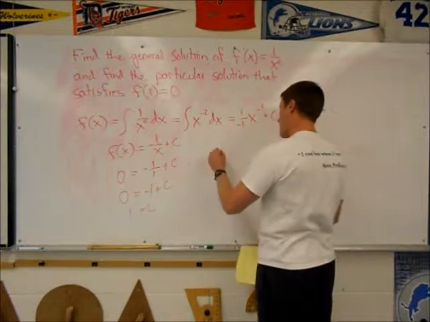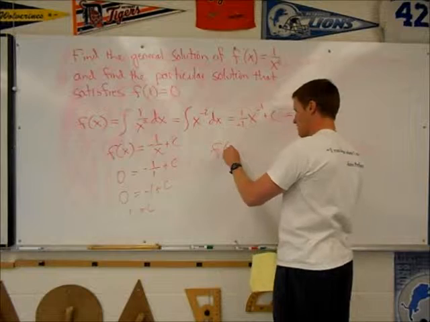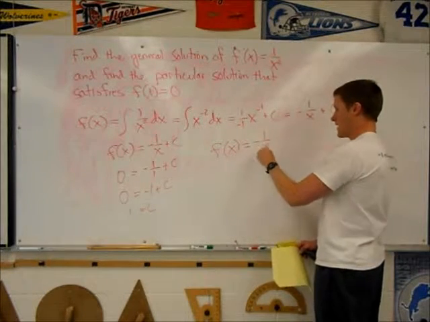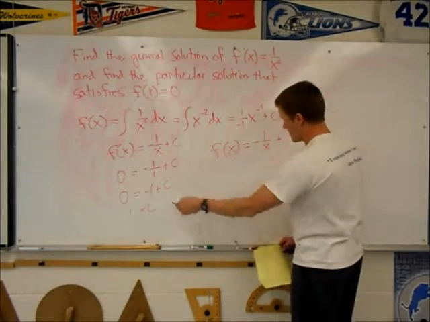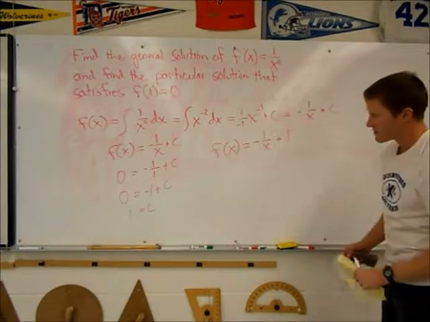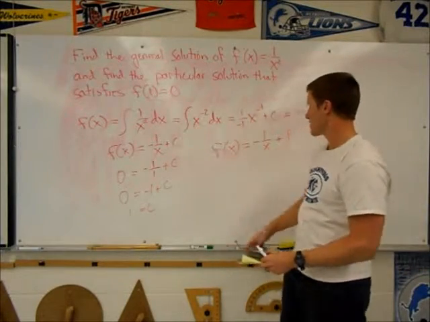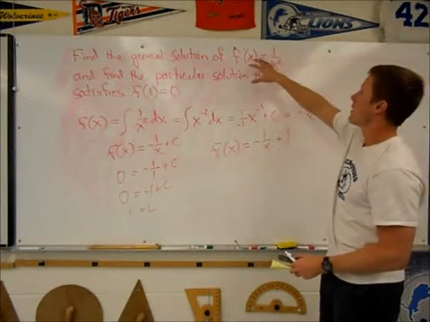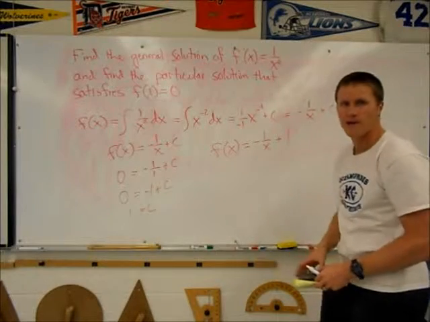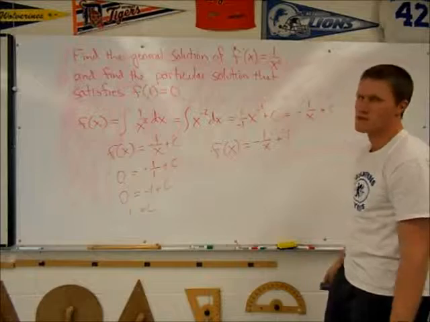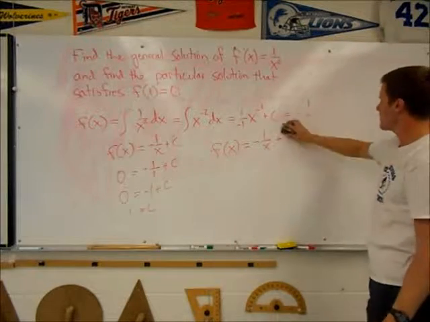Now I can write a particular solution. F of x equals negative 1 over x plus, now I know the c is 1. So that is going to fulfill both of these things. This initial condition, plug in 1, you get out 0, but also if you differentiate it, you get 1 over x squared. So we've got a specific function, a specific solution, particular solution, you might say.